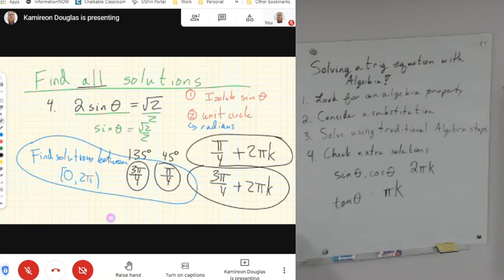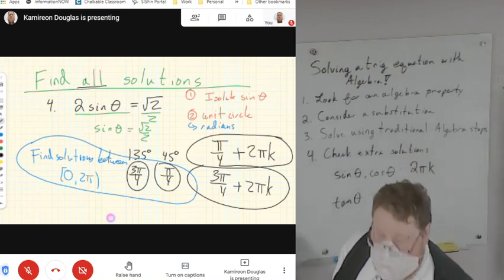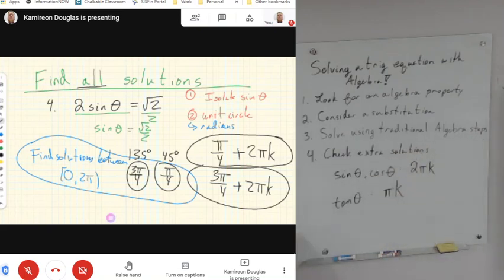So the mathematical part of this, you might notice so far, is relatively simple. Getting the equation by itself, that's not so bad. Using the unit circle, that's not so bad. Writing your solution properly in the correct context, that's what makes it difficult. Because you have to understand that these are not the only answers.